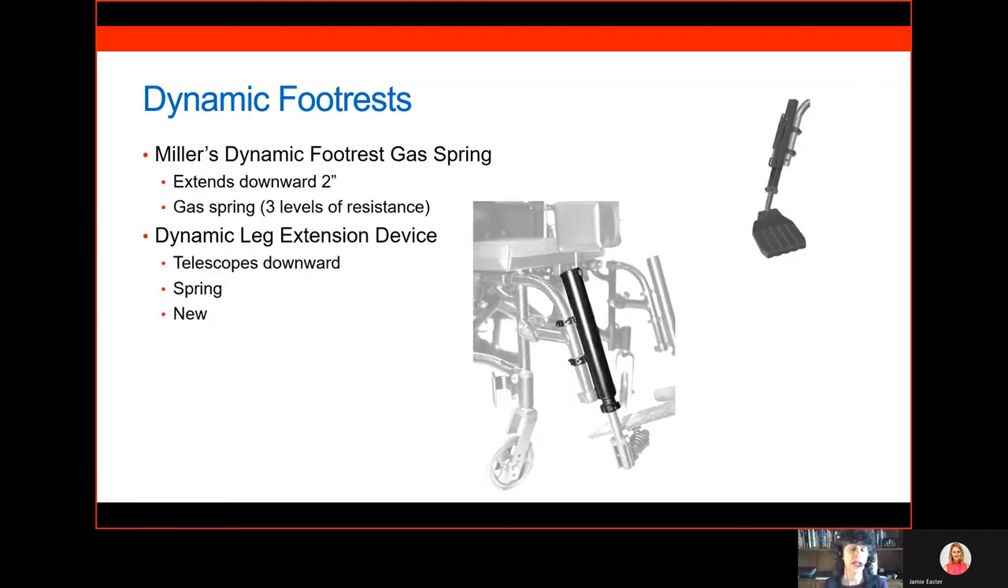Miller's also has their dynamic footrest gas spring, and this is designed to provide only telescoping movement. It will move downward about 2 inches. Whenever we use these telescoping options, it's important to make sure there's adequate ground clearance underneath the footplate to allow for this movement. Again, 2 inches in this case. There's a gas spring, and it provides 3 different levels of resistance. Now, you do have to choose a gas spring ahead of time and determine which one you think is required for your individual client. This is a newer product from Miller's.